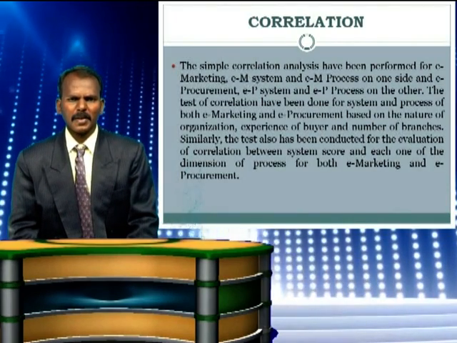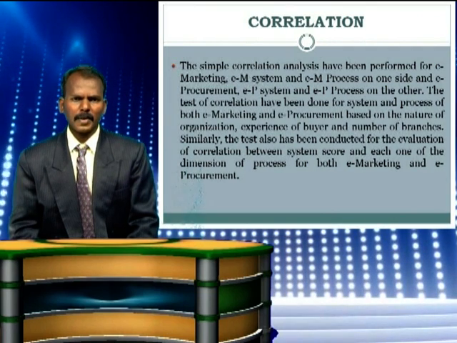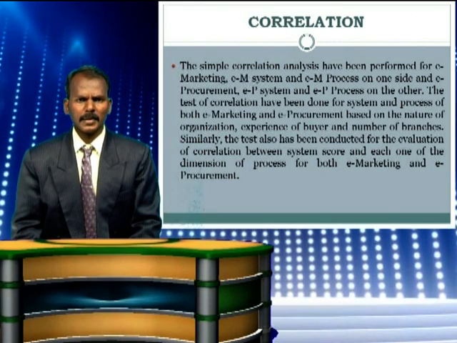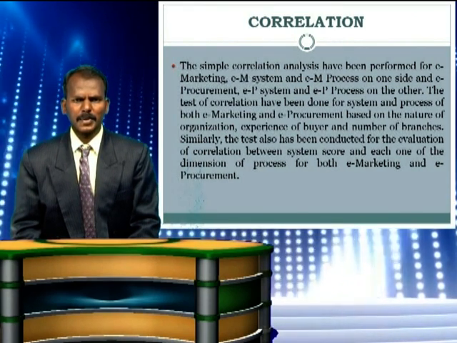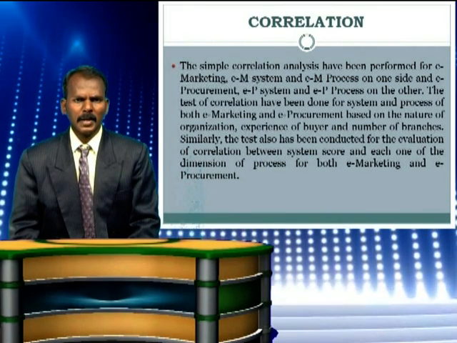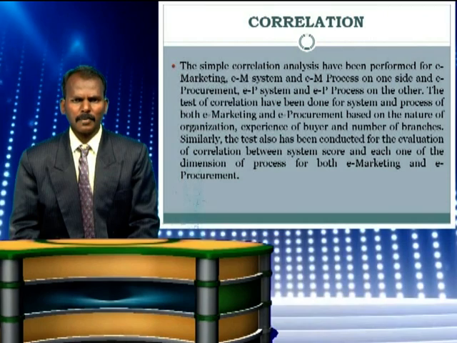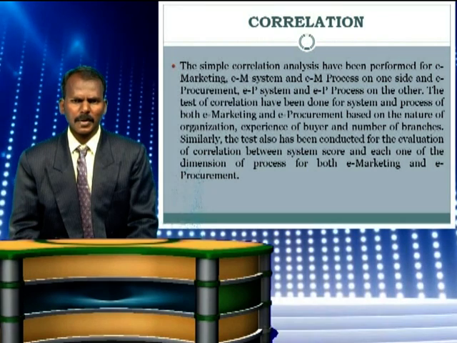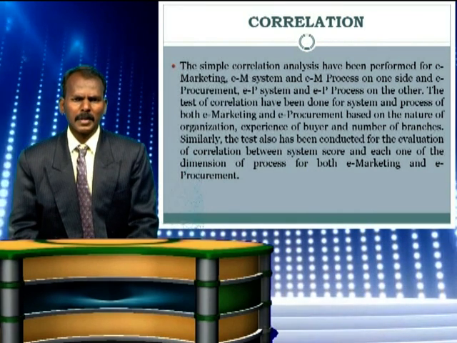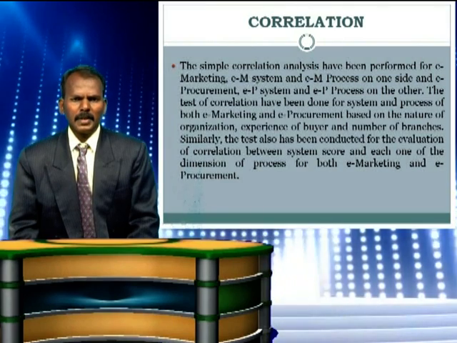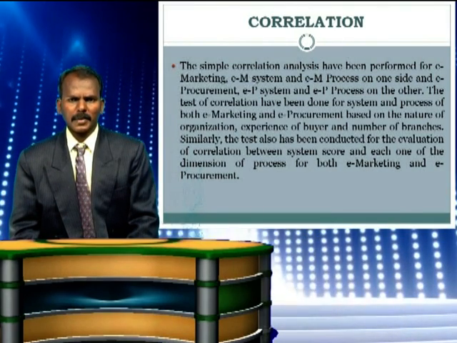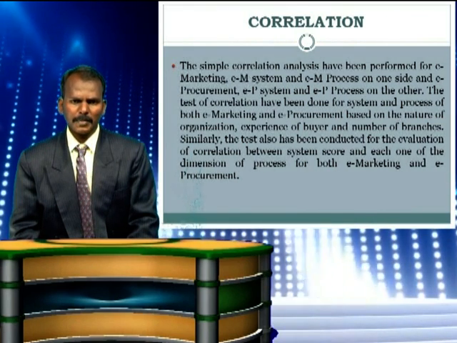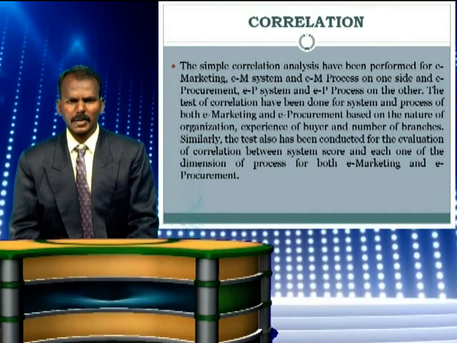Correlation. The simple correlation analysis has been performed for e-marketing, EM system and EM process on one side and e-procurement, EP system and EP process on the other side. The test of correlation has been done for system and process of both e-marketing and e-procurement based on the nature of organization, experience and number of branches. Similarly, the test has also been conducted for evaluating the correlation between the system score and each one of the dimensions of process for both e-marketing and e-procurement.